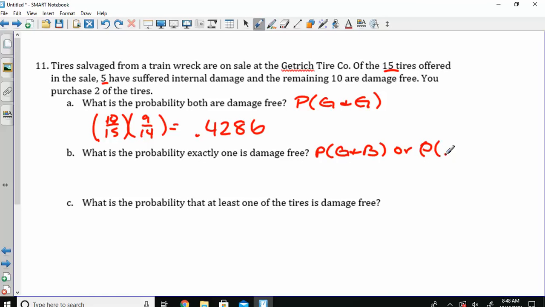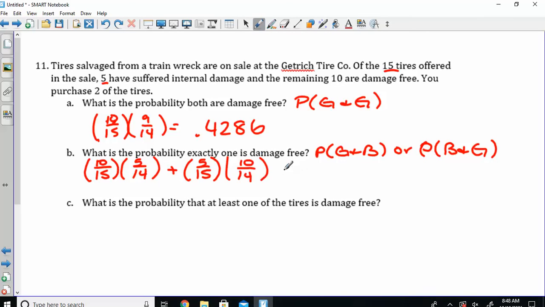What's the probability that exactly 1 is damage free? So what do I have to find? Good and bad, bad and good. Okay, so the first one being good, there are 10 out of 15. And then the second one being bad, there would be 5 out of 14. Or, so plus, the first one being bad, 5 out of 15, and the second one being good. So if we multiply those, we get 0.4762.